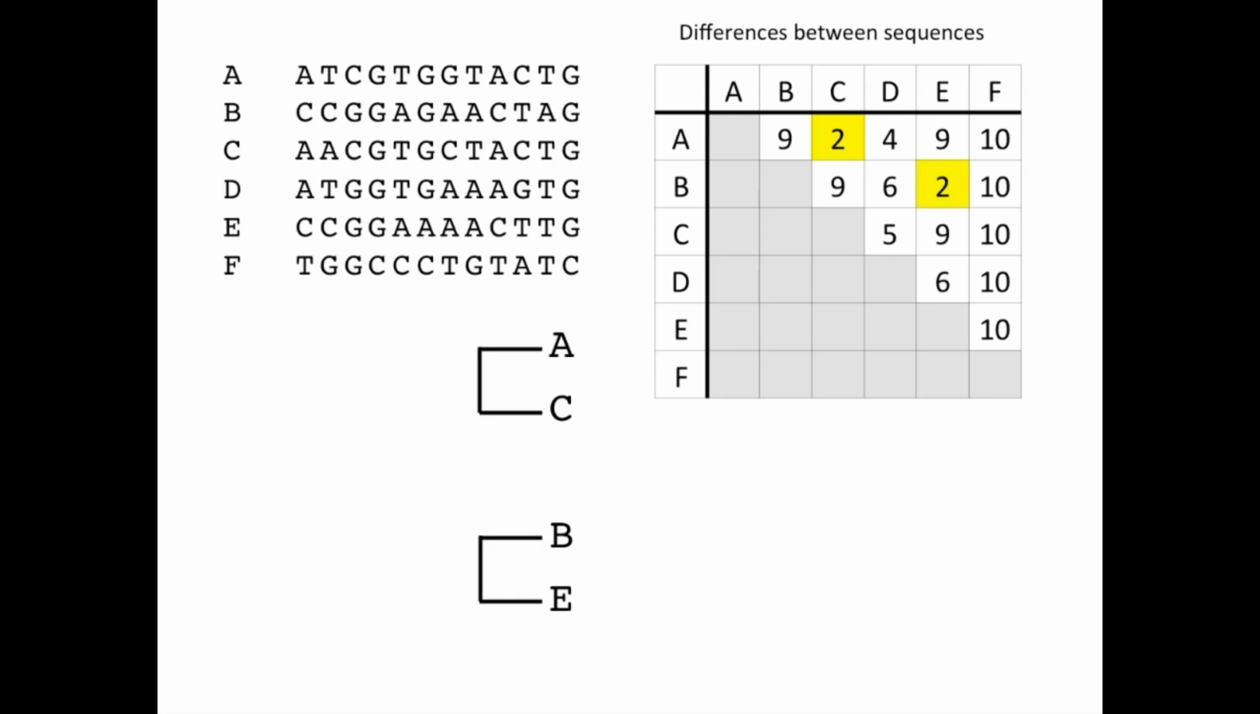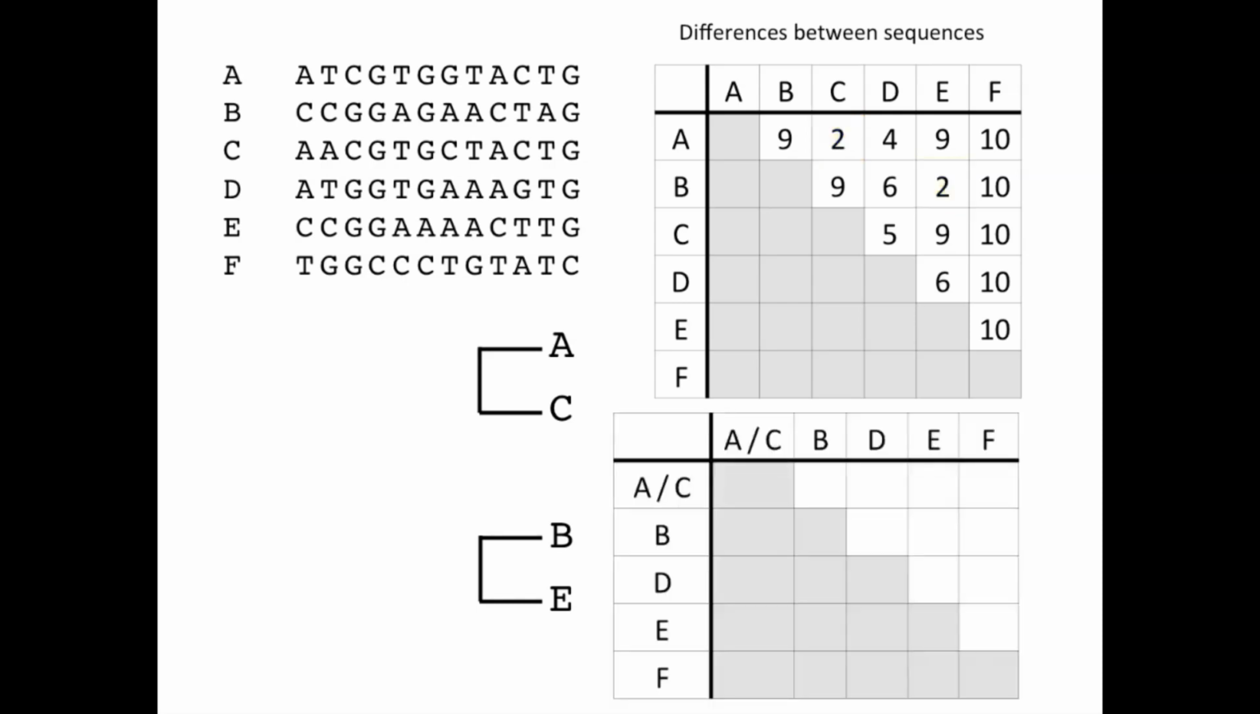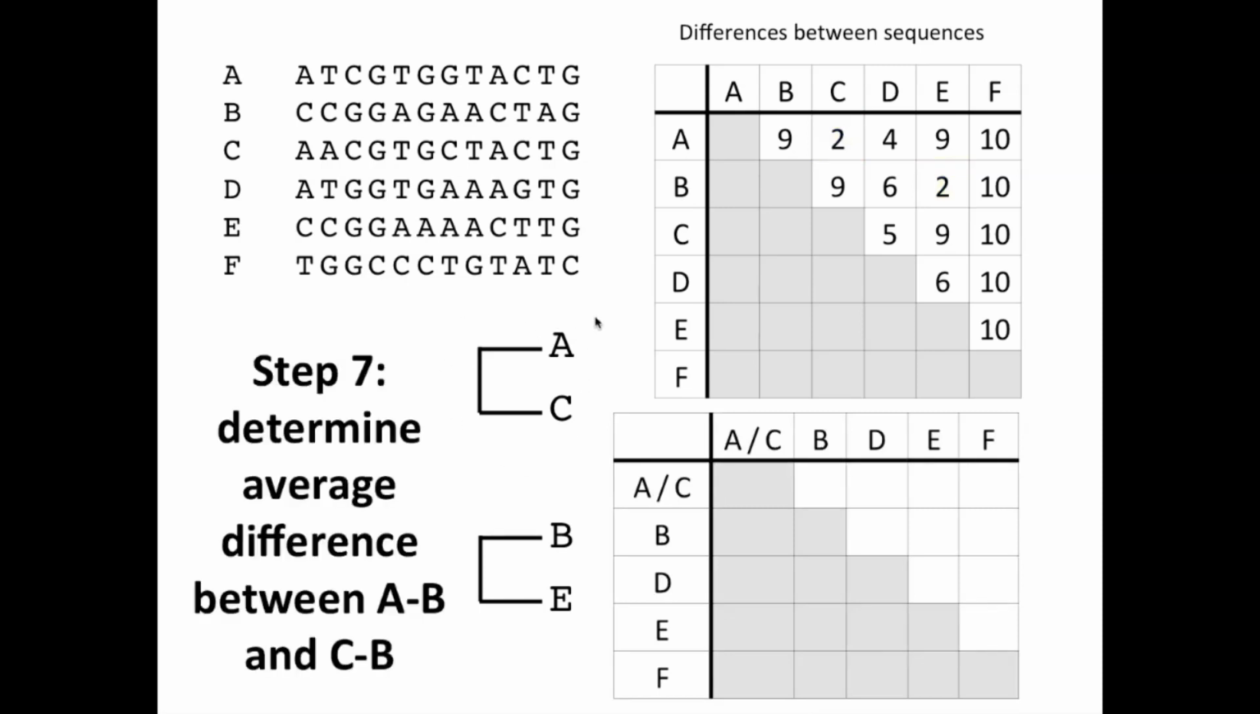With the first 2 groupings made on our tree, we now need to rework our table, with the grouped sequences combined together as a grouping rather than 2 individual entries in the table. We'll start by combining A and C, this group. To do this, we'll take the average difference that A and C show to each of the other sequences. Let's start with the differences they show to B.